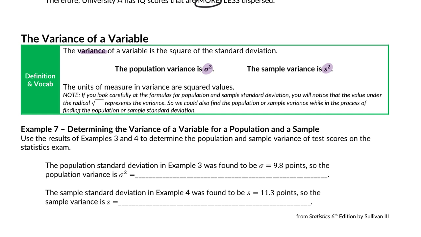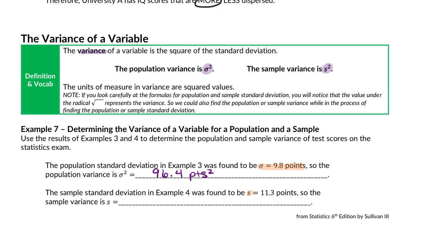So if we think back to example 3, where we found a population standard deviation for the test scores, we had the standard deviation equal to 9.8. So if we square that value, the population variance is just that number squared. 9.8 squared, going back a step, is 96.4 square points, which was the value in our table the step before we found standard deviation.